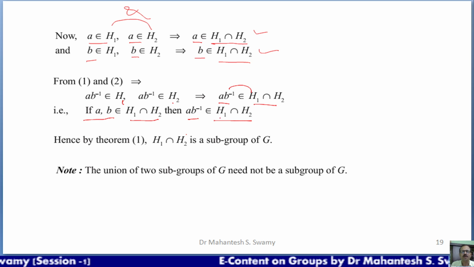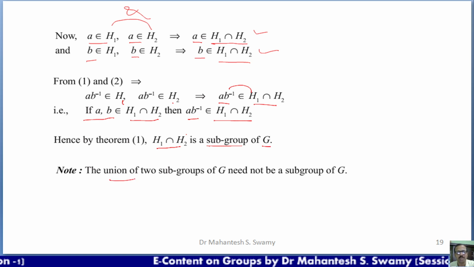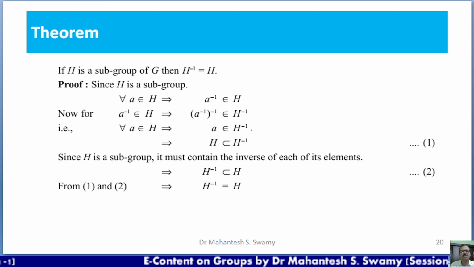So therefore, what can we say now? We say that H1 intersection H2 is a subgroup of G according to theorem number 1. However, we have to take into account that the union of two subgroups need not be a subgroup. This is another theorem. Here, if H is a subgroup, then inverse of H is H.